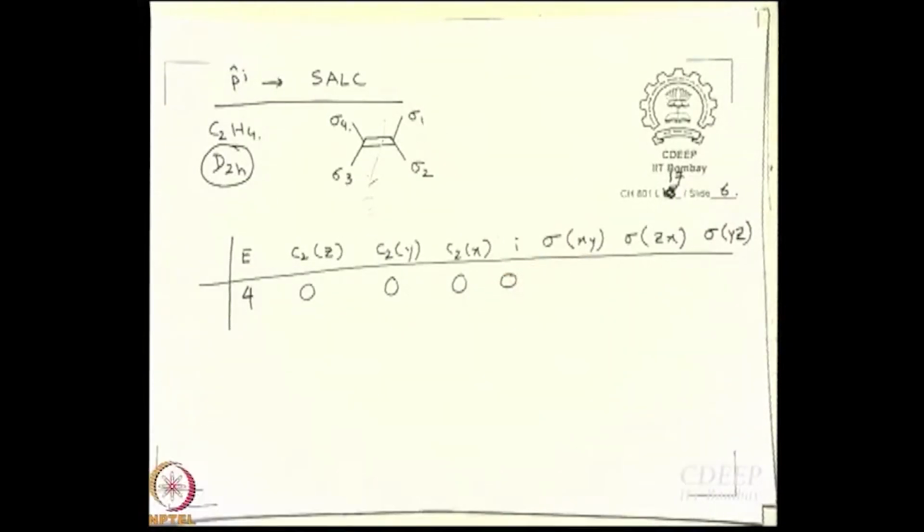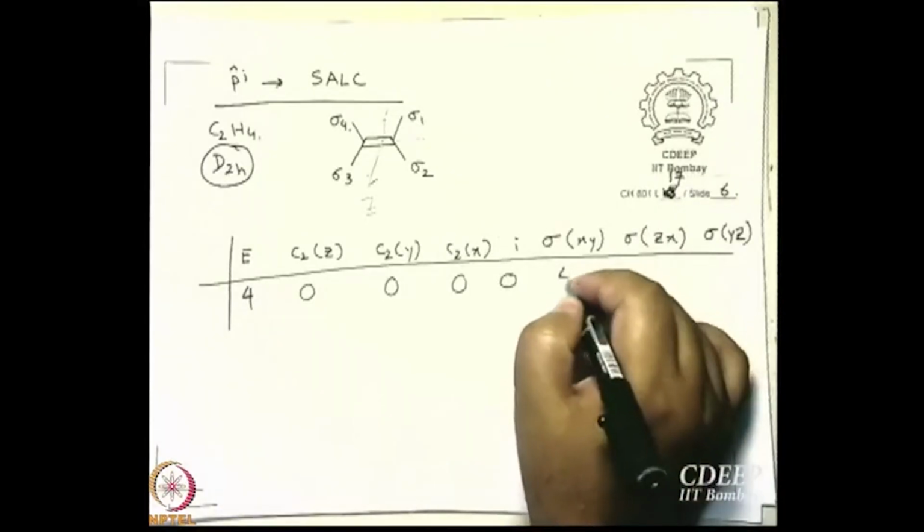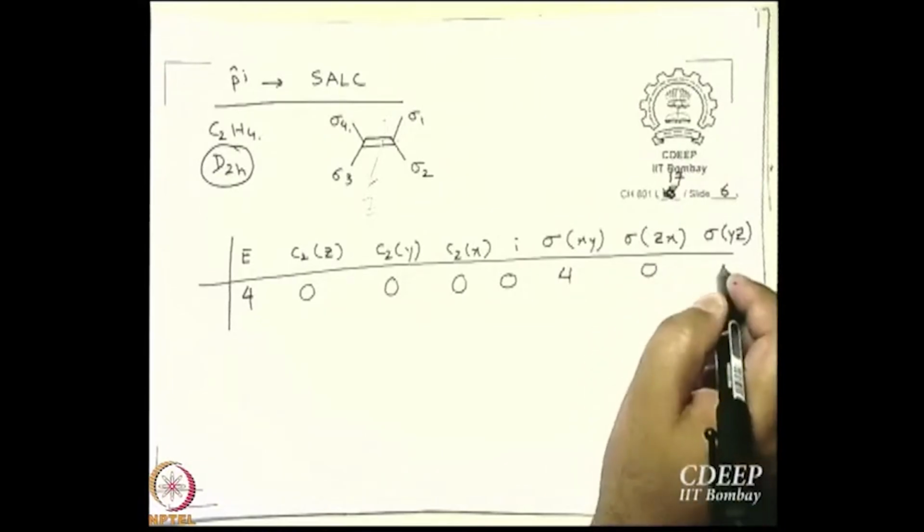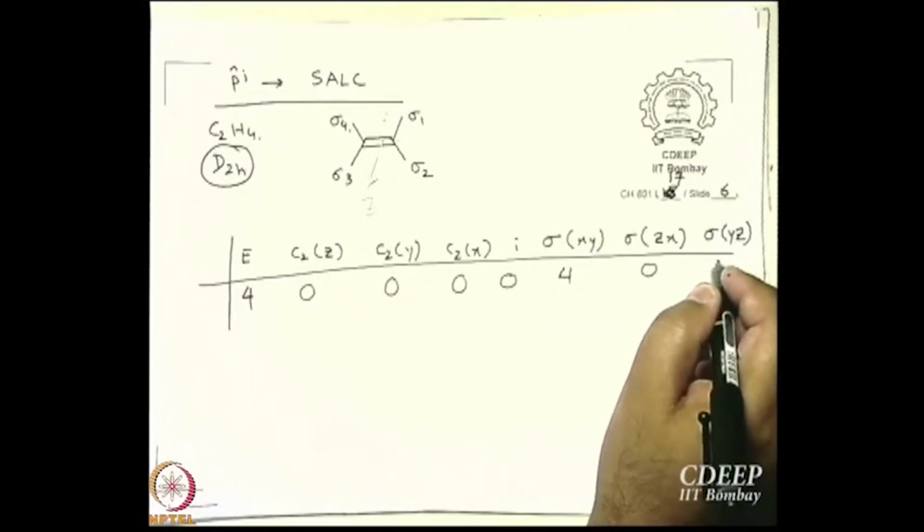Everything is 0. So, to make things a little more lively, sigma xy. Sigma xy, don't forget what is x, what is y. xy is the molecular plane, 4. Sigma zx, sigma yz, 0.